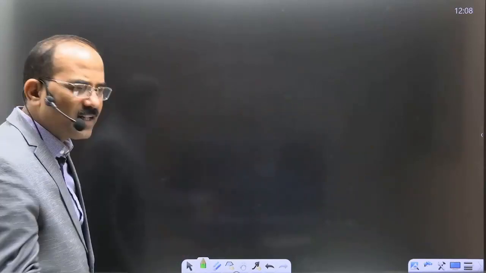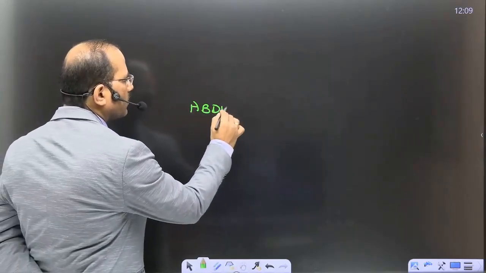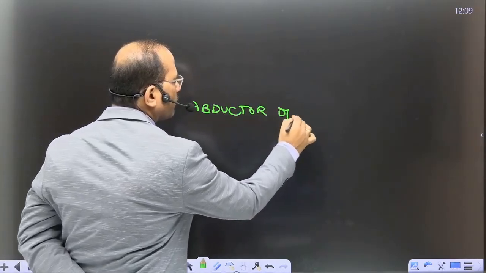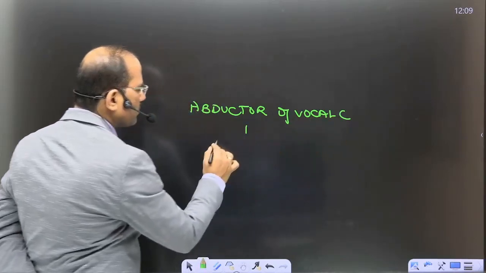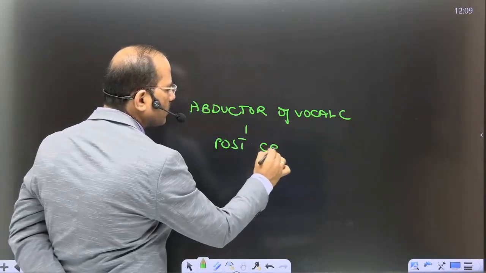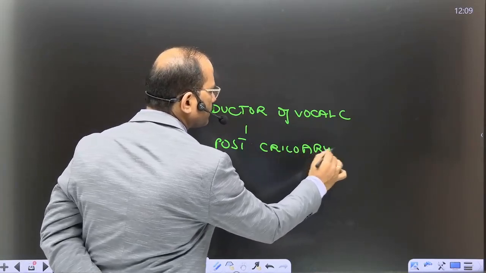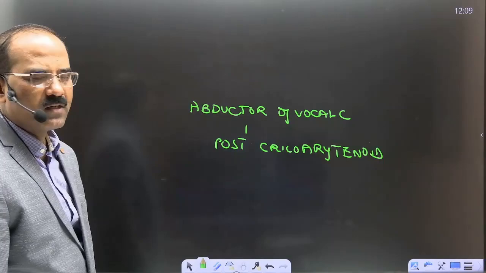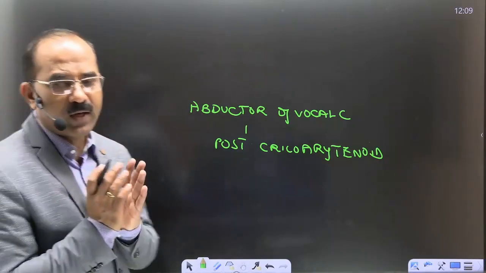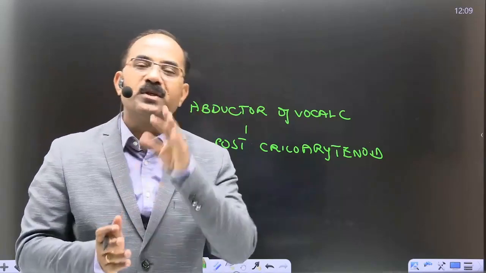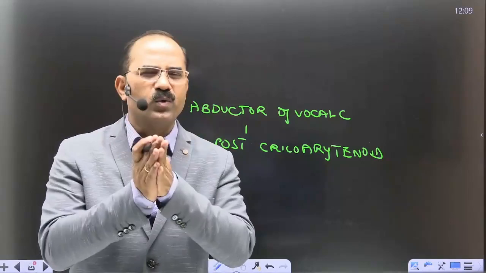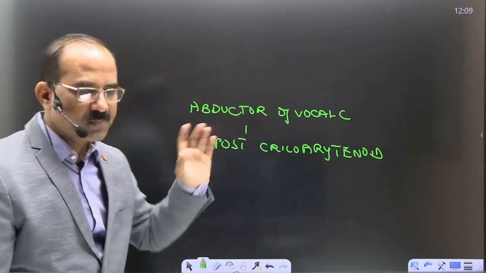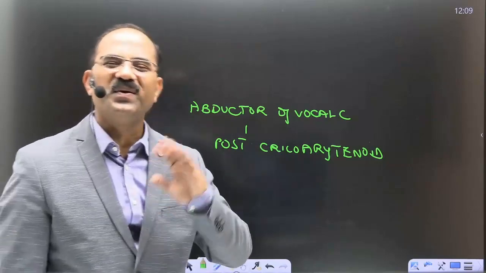Now there's something else. The vocal cords have to be abducted so that the passage remains intact. So, abductor of the vocal cords. Another very important MCQ: the abductor of vocal cords is posterior cricoarytenoid. Remember this. If this posterior cricoarytenoid is paralyzed, the vocal cords adduct, the person will die because the airway passage is closed, right? So abductor of vocal cords is posterior cricoarytenoid, tensor of vocal cords is cricothyroid.